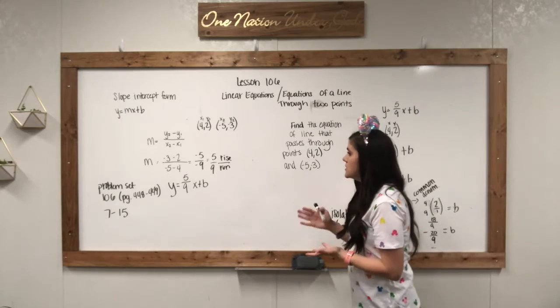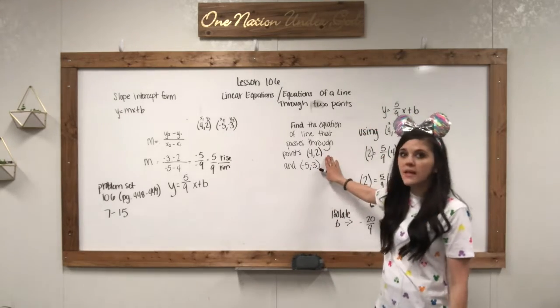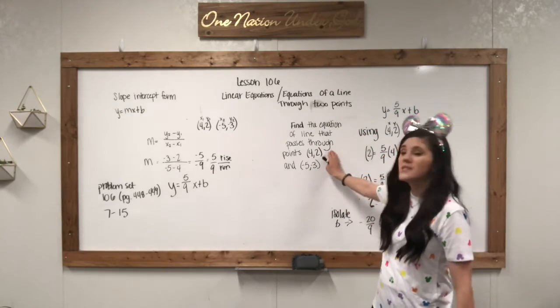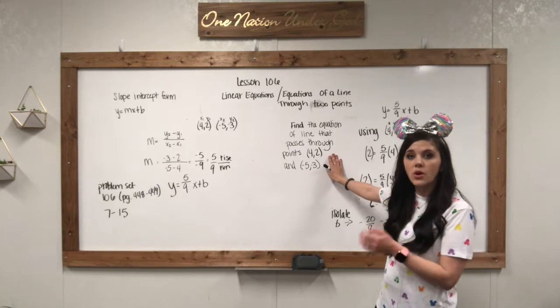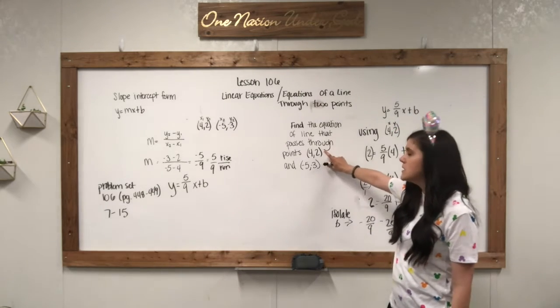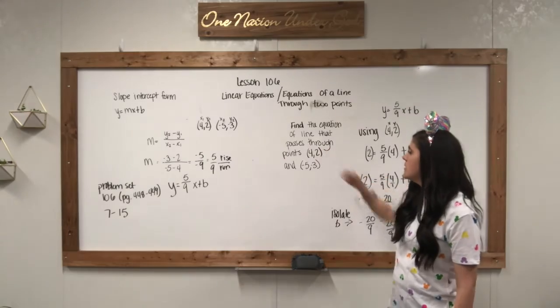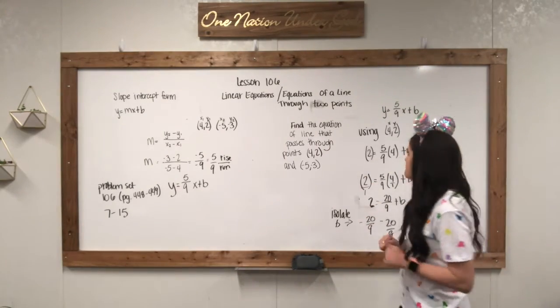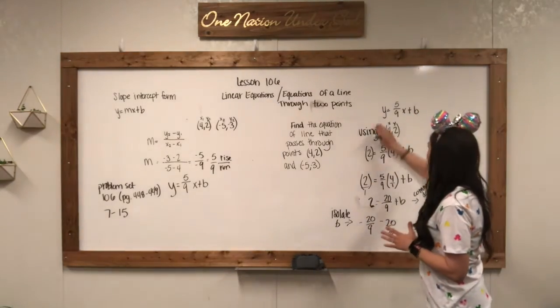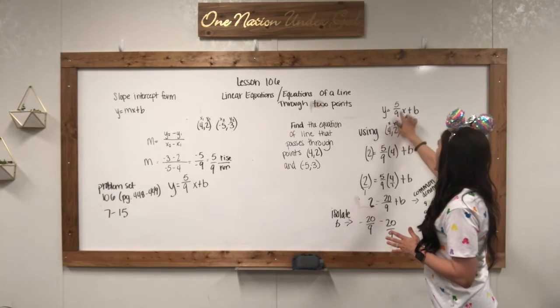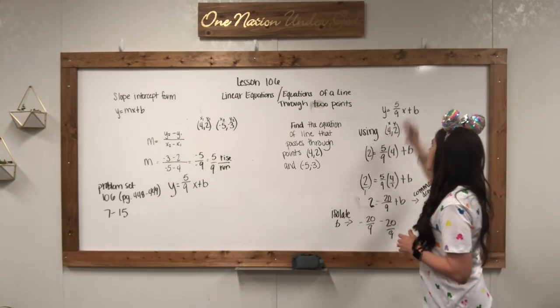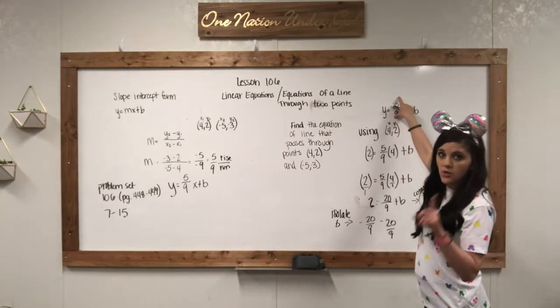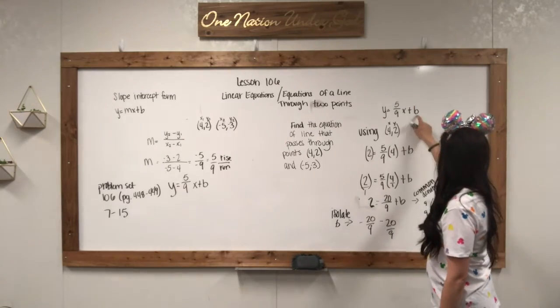So here's how we're gonna do it. They've given us 2 points that are on this line. We can choose either one of these points to solve for this equation. I am going to use this first one, the 4, 2. Okay, so I've written it up here. So we've got y equals 5 over 9 x plus b. This is the slope that we just solved, okay? Now we are going to solve for this b.